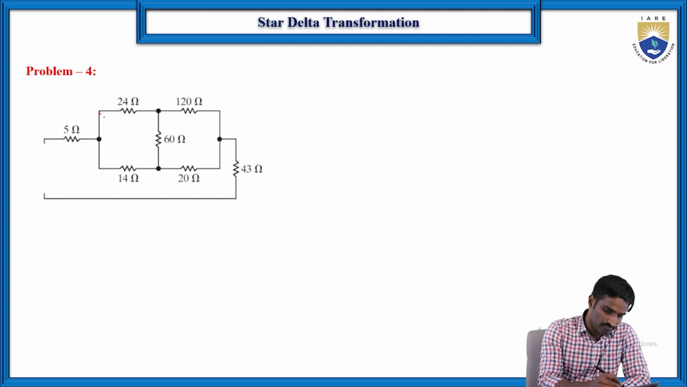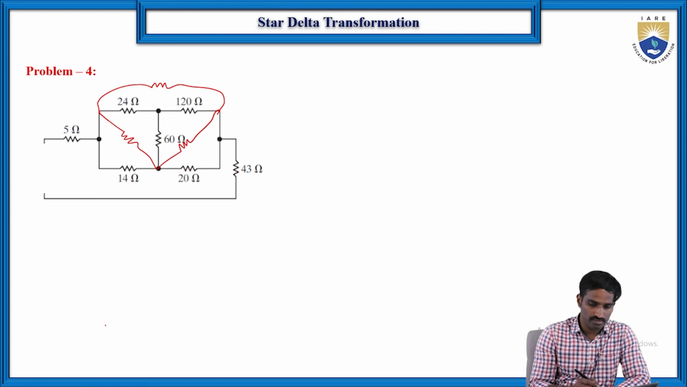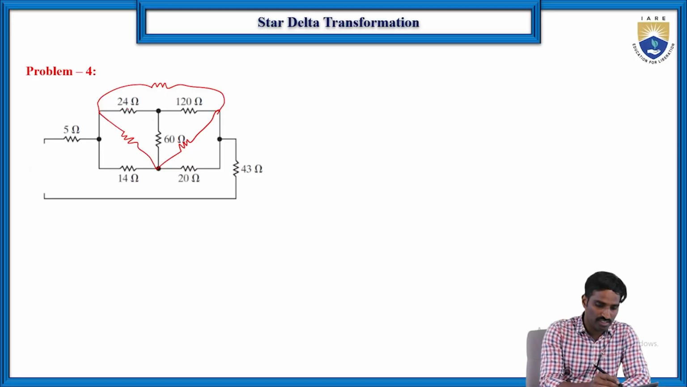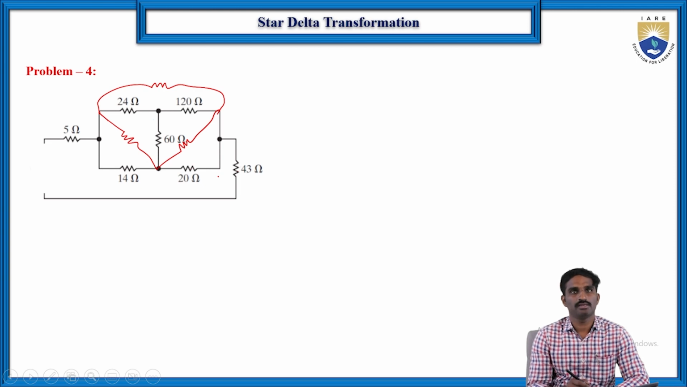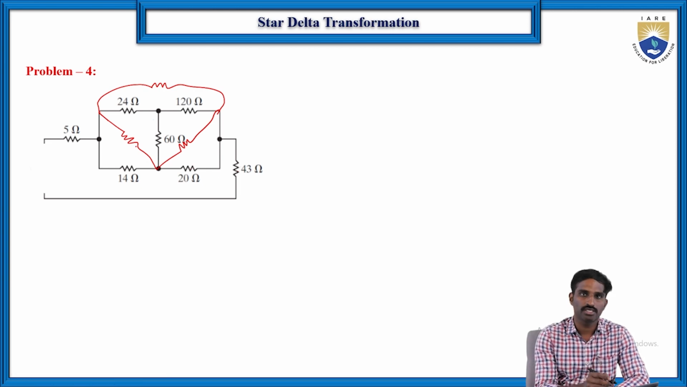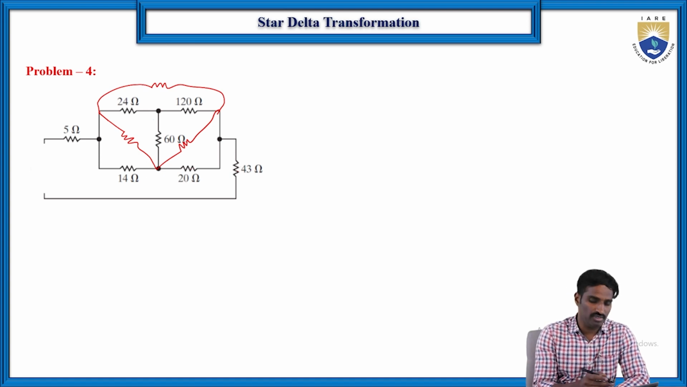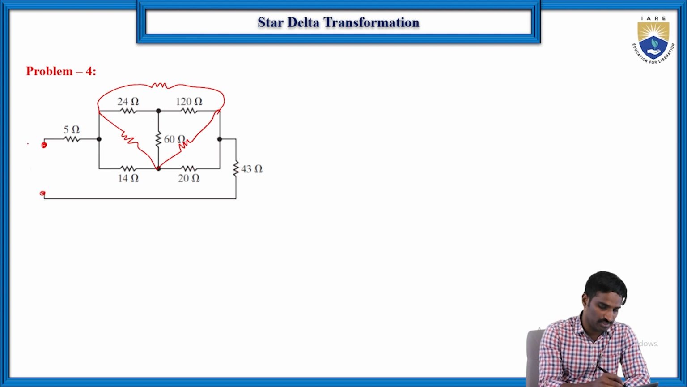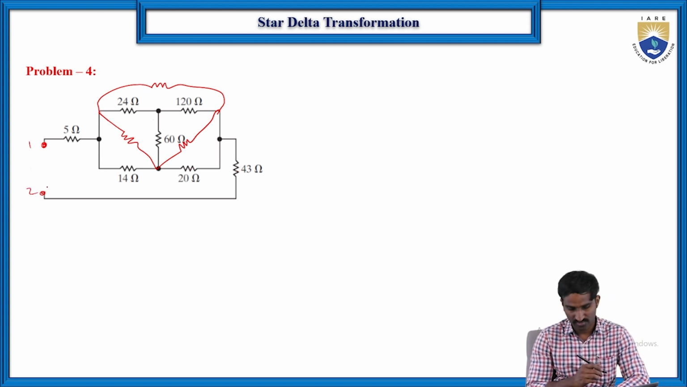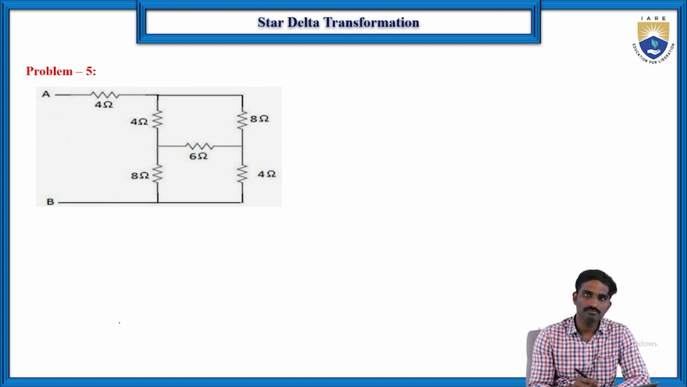So this star can be converted into delta like this. Okay, and here, right? So after that then it is very easy, because now these two are in parallel and these two are in parallel. Okay, and this combination and this combination, and again these three are in series. Like that you can convert the star to delta transformation. Then after that you can apply the series and parallel combination, so that you can find the equivalent resistance between these two terminals. Let us consider here 1 and 2. Fine.